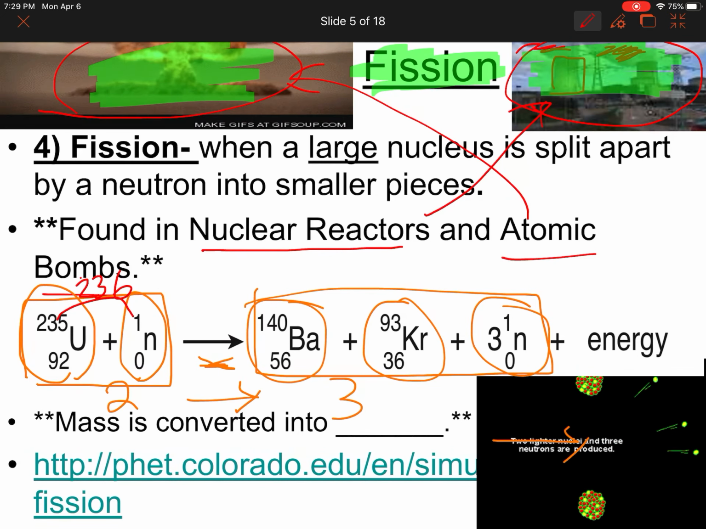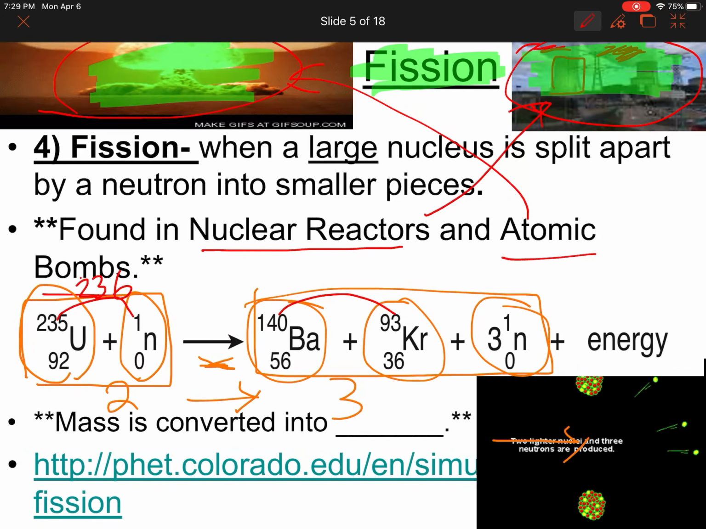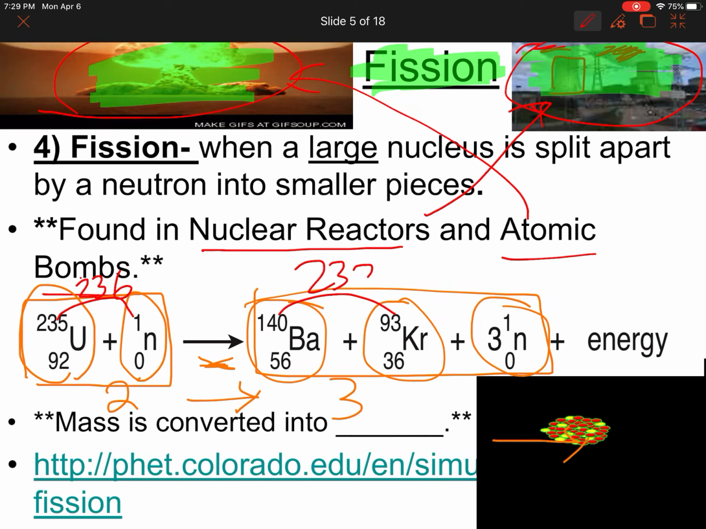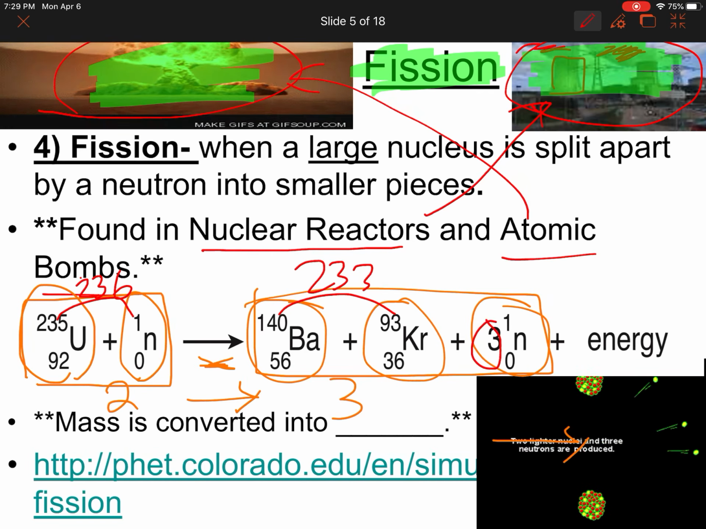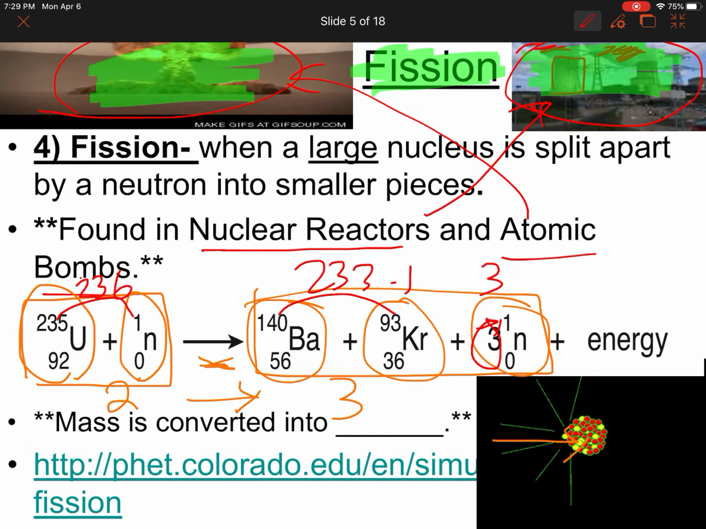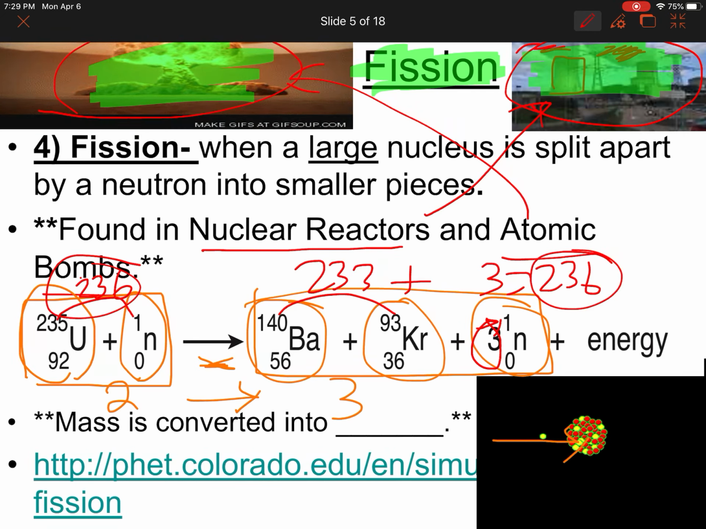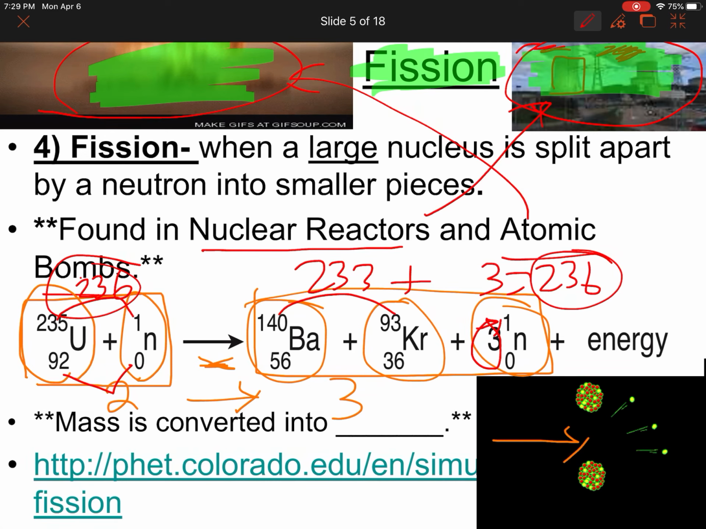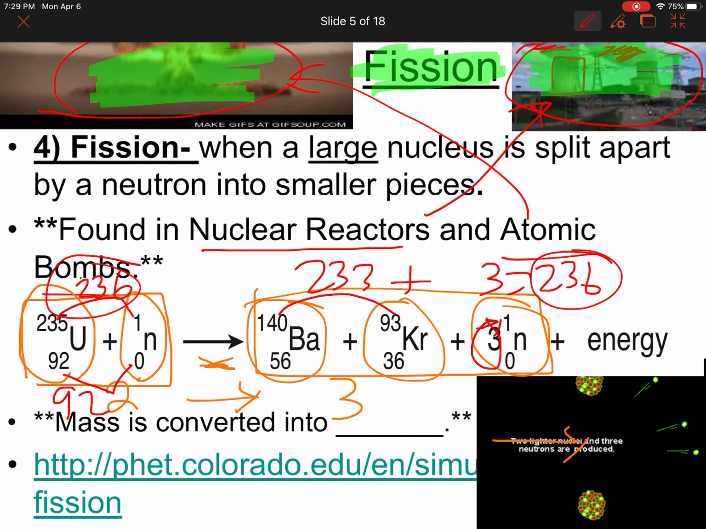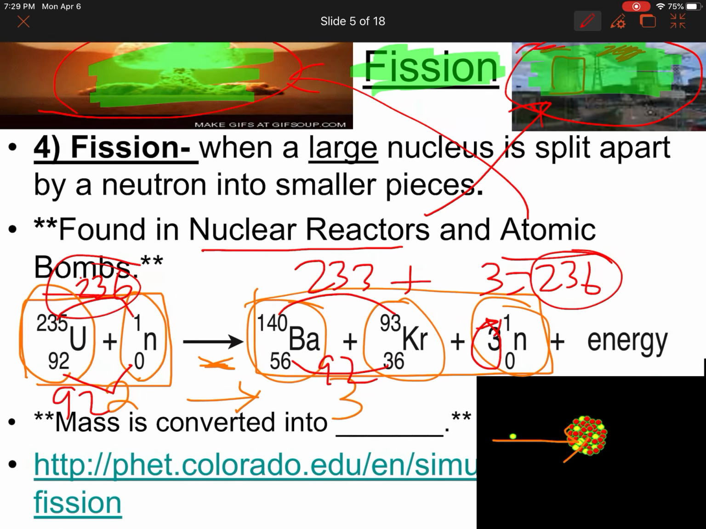Mass on the left must equal mass on the right. 140 plus 93 is 233. Then I see a 3 here. What's 3 times 1? Well, 3 times 1 is 3. 233 plus 3 gives me 236. Mass on the left equals mass on the right. Okay? 92 plus 0 is 92. 56 plus 36 is 92. 3 times 0 is 0.